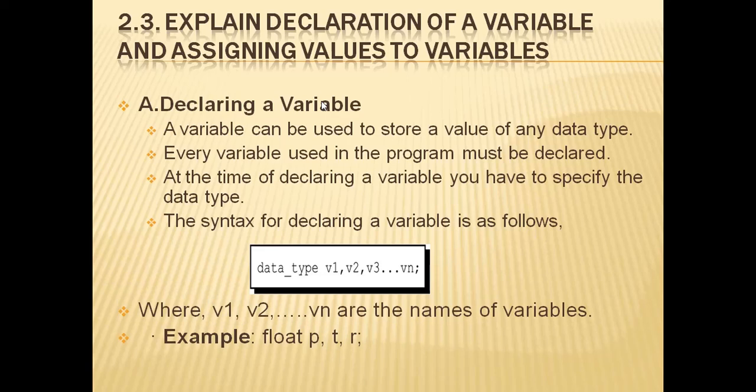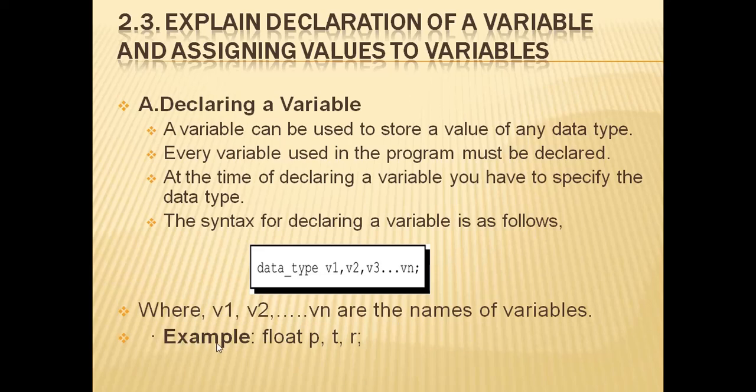At the time of declaring a variable, you have to specify the data type. When you declare the variable, you have to mention the data type of that variable. Here is the syntax to declare a variable: data type space v1 comma v2 comma v3 and so on, Vn, ending with a semicolon. Here data type can be integer, float, character, long, double, anything, and v1, v2, v3, vn are nothing but variable names.